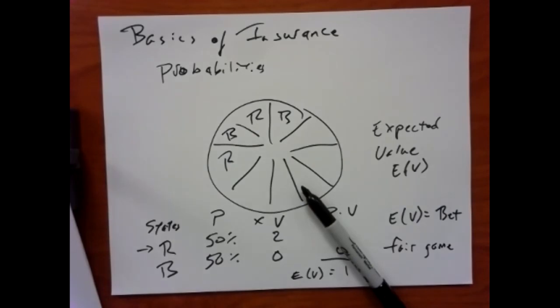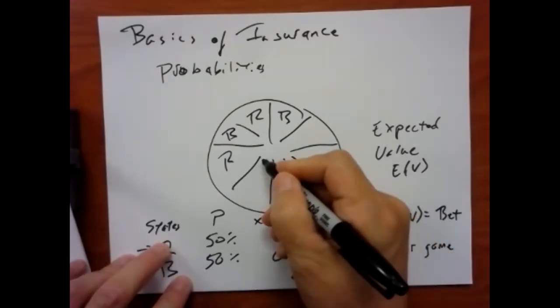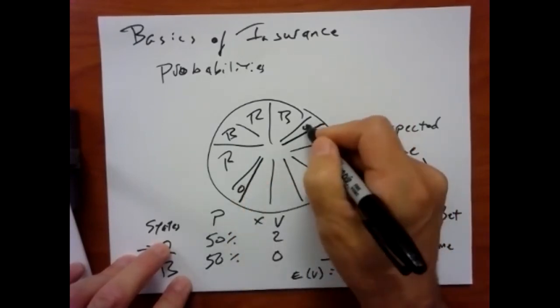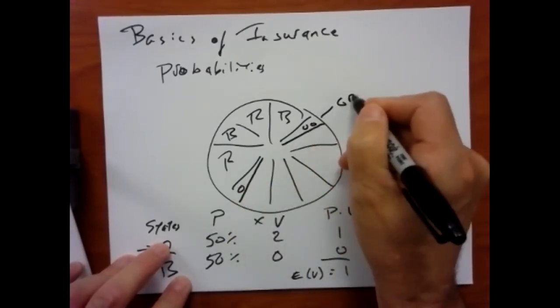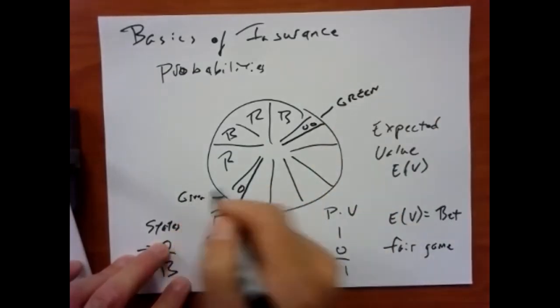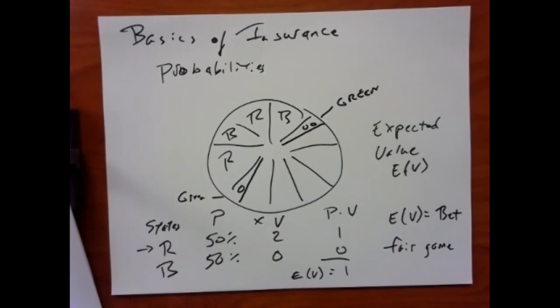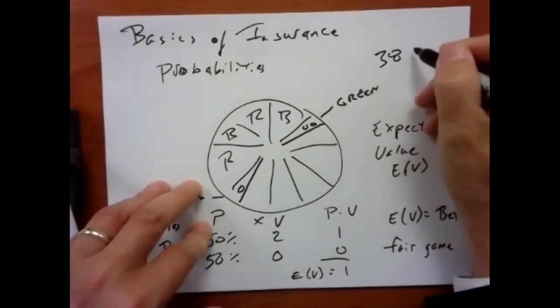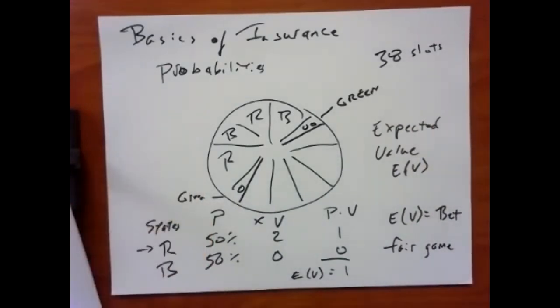What's missing from my drawing is that there are a 0 and a 00 that are green. So there are actually 38 slots on the wheel. 18 of them are red, 18 of them are black, and 2 of them are green.